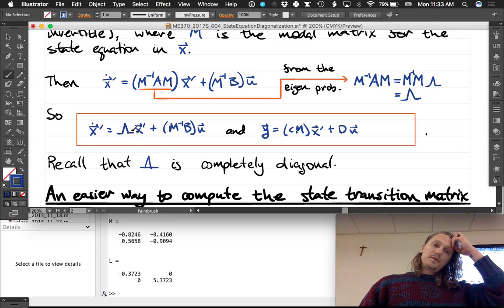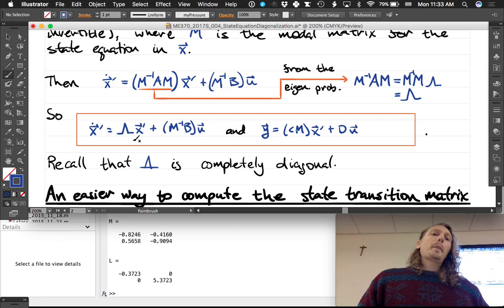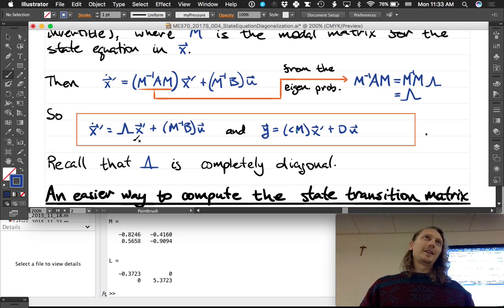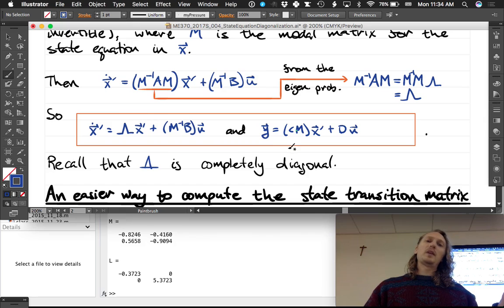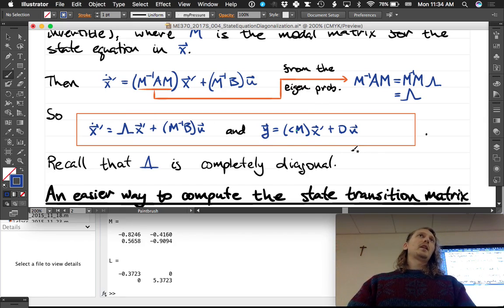I know the derivation might have been a little bit hard to follow, but what's nice is once we've done it now in class, we don't have to do it again every problem. We can just say, if I want a diagonalized form, all I need to do is find my eigenvalues and my eigenvectors, and that defines big lambda and big M. And then I can just use this expression for the state equation, this one for the output equation, and I'm done.